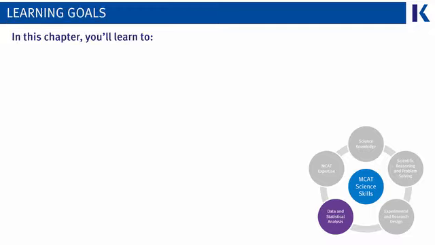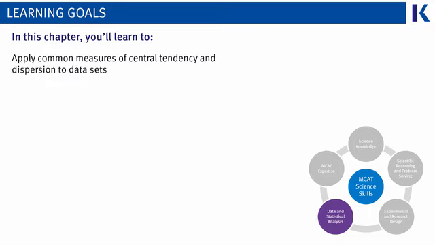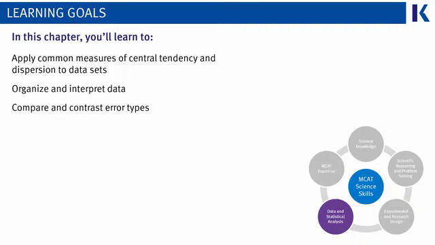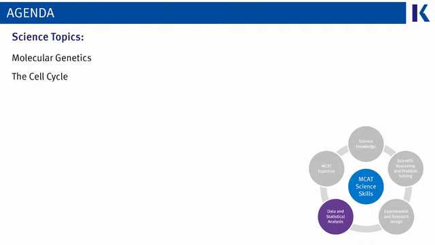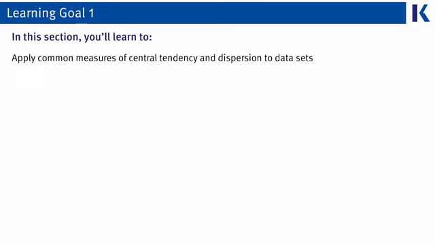So to see this skill in action and to review all of chapter 4, we're going to apply measures of central tendency and dispersion to data sets. We're going to look at visual interpretations of data, and we're going to see a couple of questions about error as well. And we'll do all of this by looking at a passage and question set that's all about data analysis for a pretty complicated experiment. The underlying science for this lesson is going to be molecular genetics and the cell cycle. So without further ado, let's look at our first learning goal, applying measures of central tendency and dispersion.